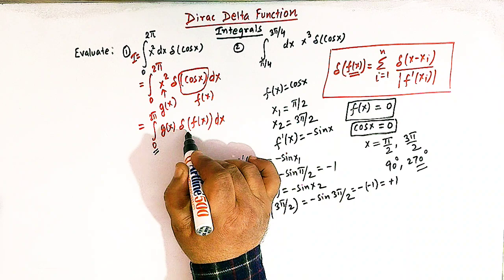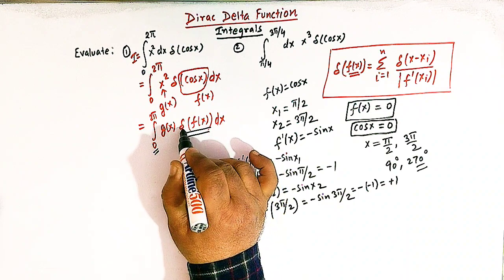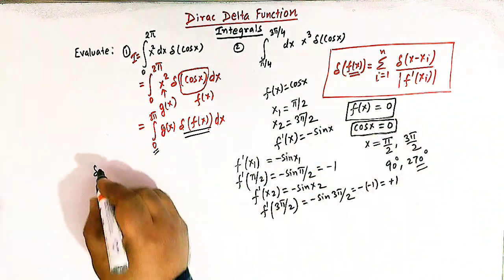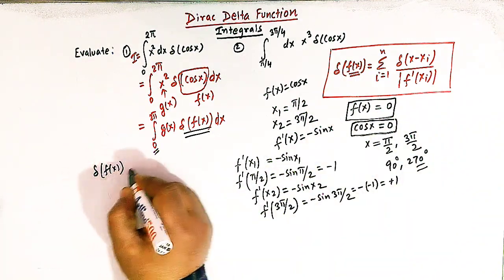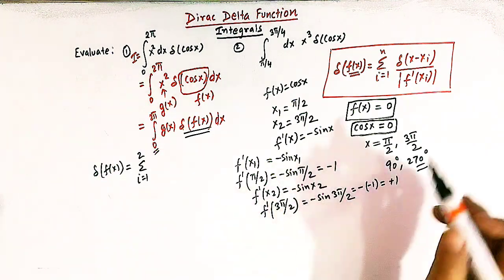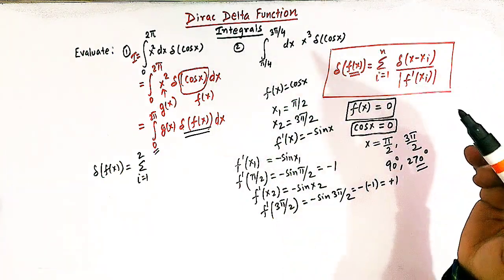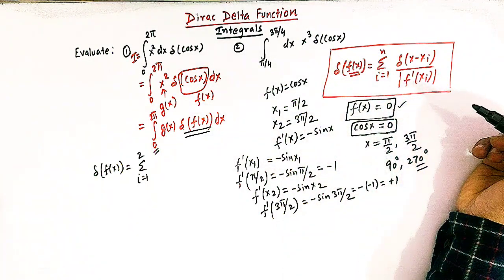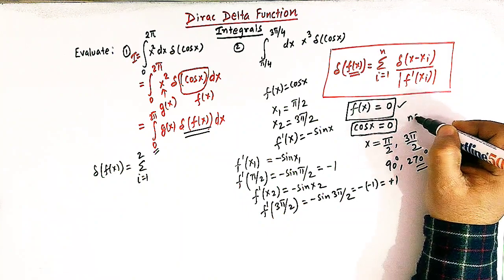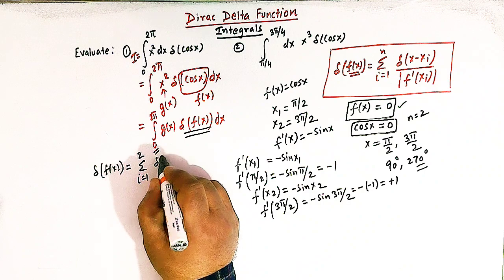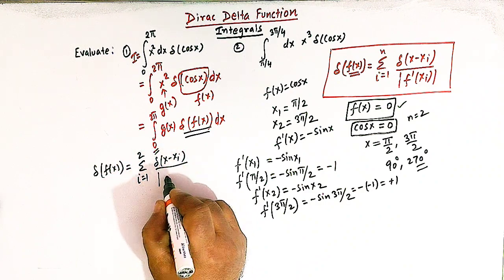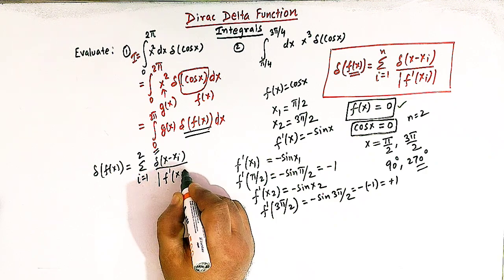So now let us find out the value of delta of f of x from this property. Delta of f of x can now be written as sigma i equals 1 to 2, because here n denotes the number of roots of this equation. This equation has only two roots, so n is equal to 2. And here we have delta of x minus xi divided by mod of f prime of xi.